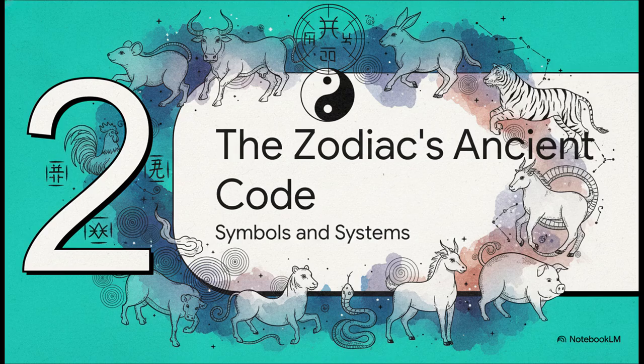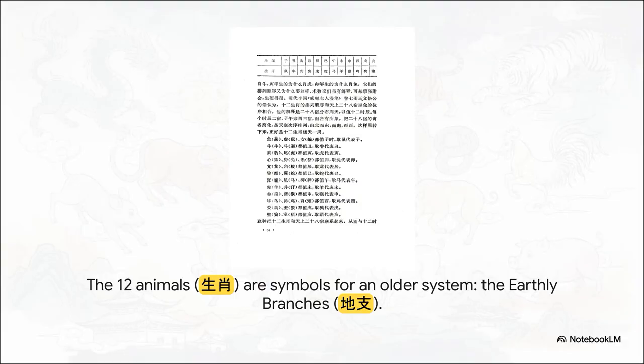All right, so here's the big secret. The 12 animals that we all know and love, they're actually just placeholders. They're symbols for a system that is way more important, way more fundamental to Chinese cosmology. We're talking about an ancient code that was literally used to make sense of the entire universe. And here it is, laid out for you.